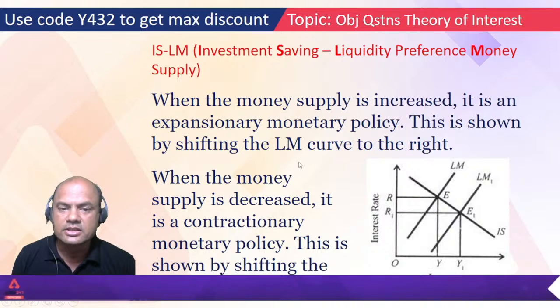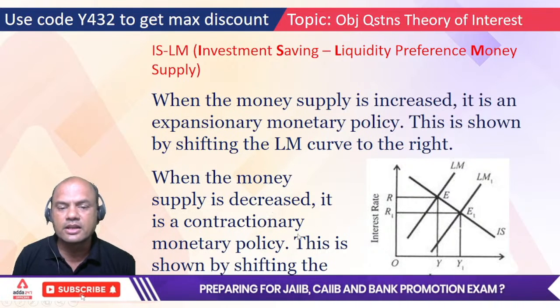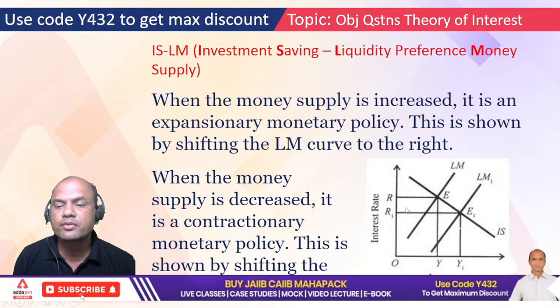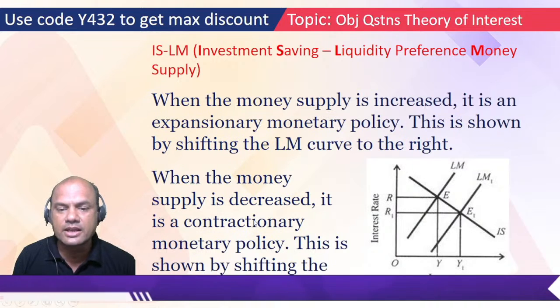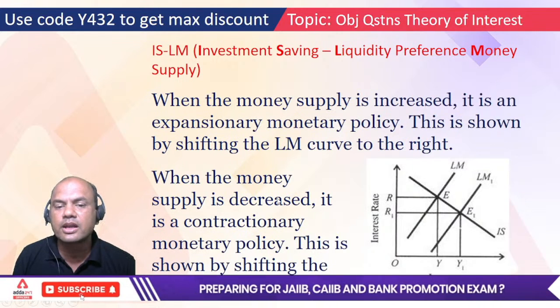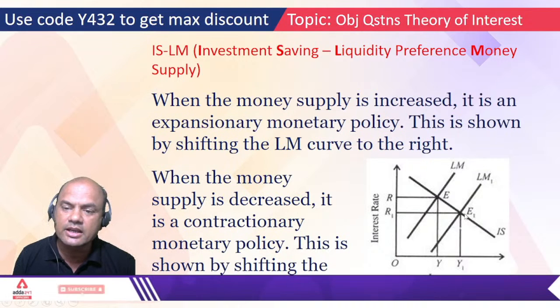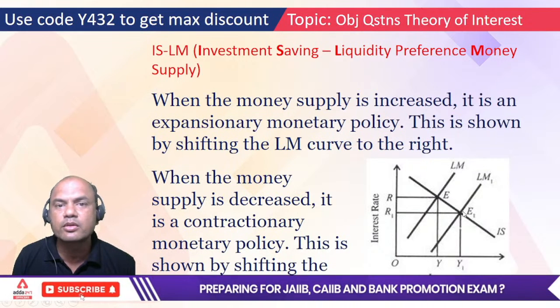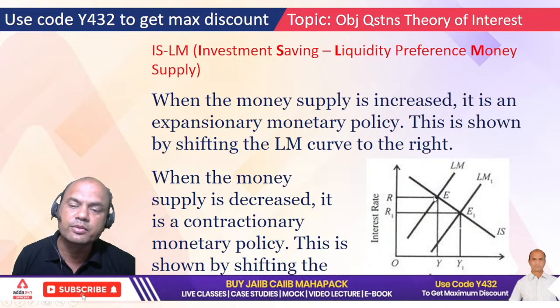Now see this, when the money supply is decreased, vice versa, it is contractionary. This is shown by shifting the LM curve towards the left, right? So if the money supply is decreased, it means the rate of interest will be increased by RBI. See here, how is money supply decreased by RBI? It increases the CRR. If it increases the CRR, people will go for fewer loans, because the rate of interest will be high. So the LM curve will shift towards the left.